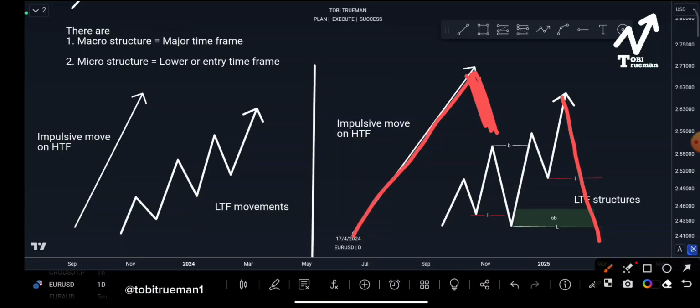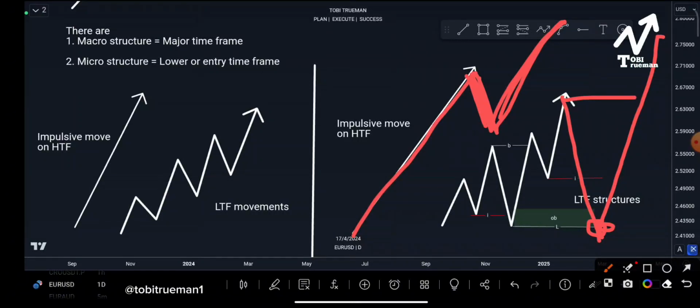Okay, then before, we now have another continuation and impulsive move again. So probably when price has now changed from the lower time frame change of character and moved upward to continue this trend, by the time you switch to the higher time frame, there might be that the higher time frame is now already in the impulsive leg again. I hope this is okay.